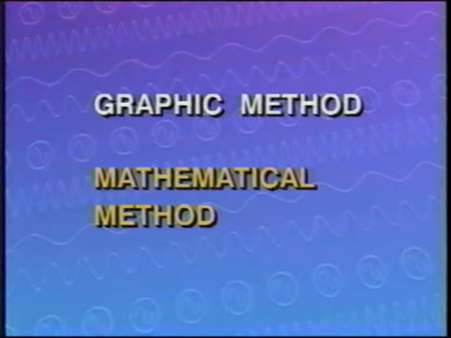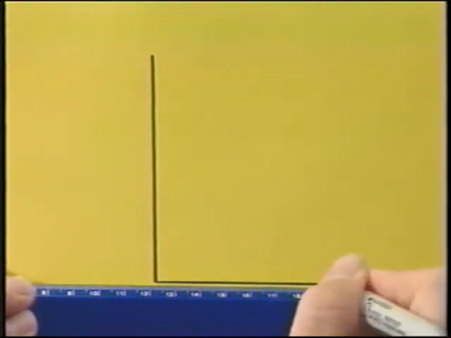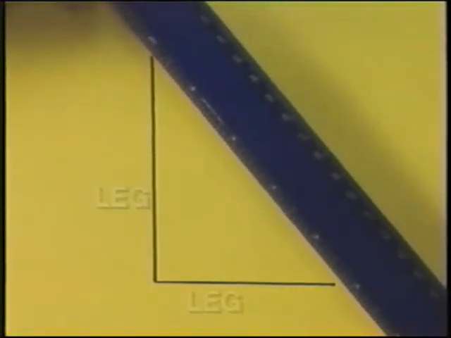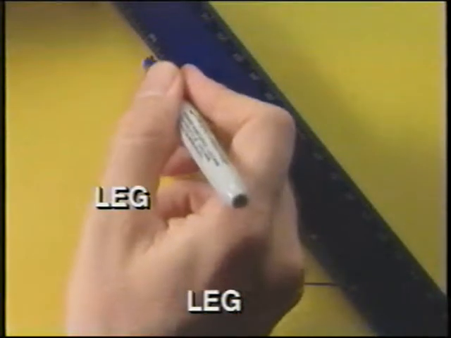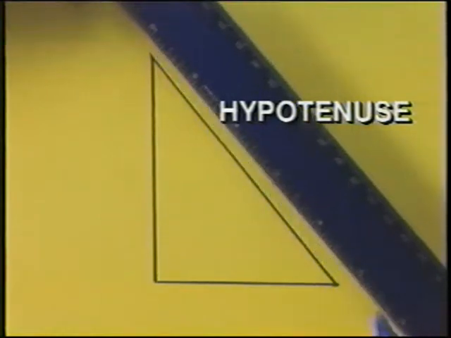Fortunately, there is another method which is much more efficient for finding the peak value of the resultant wave, the mathematical method. Before looking at it, let's review some simple principles of geometry upon which it is based. A right triangle is one that contains a 90-degree angle. The two sides that form the right angle are called legs. The third side, which is always opposite to the right angle, is called the hypotenuse.